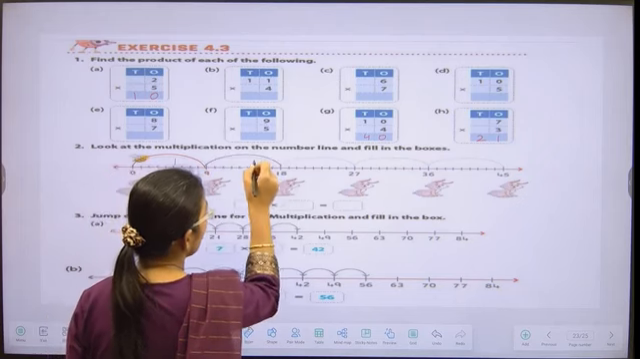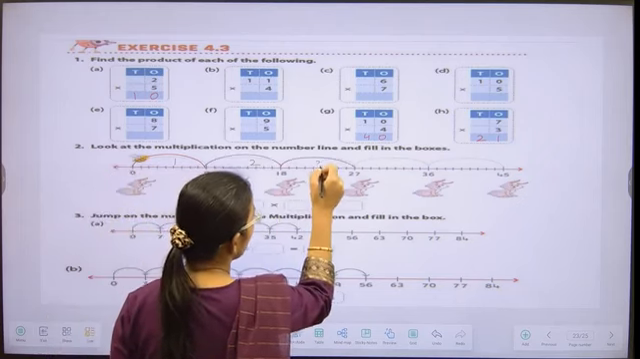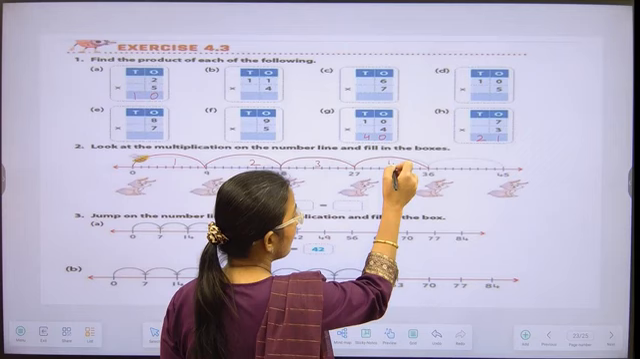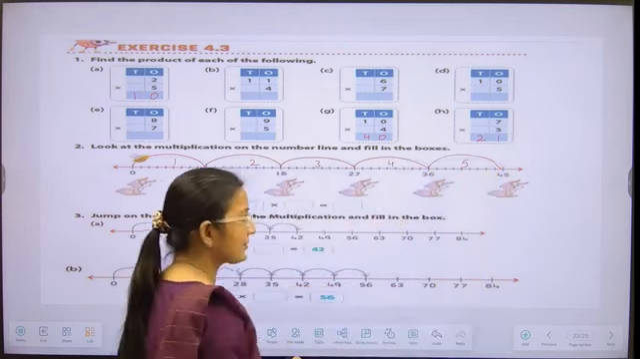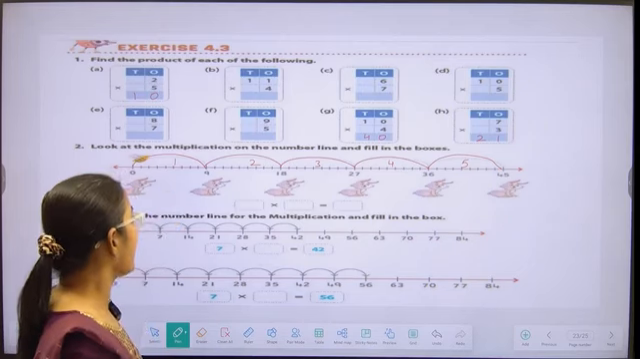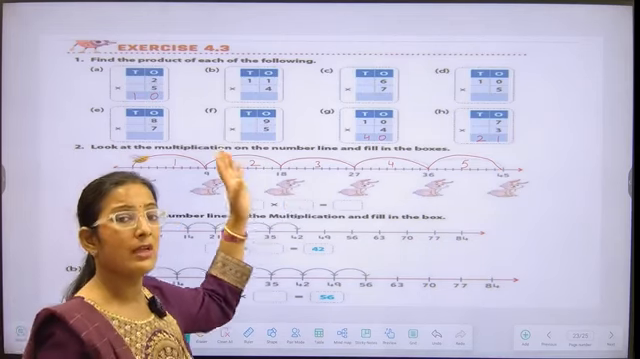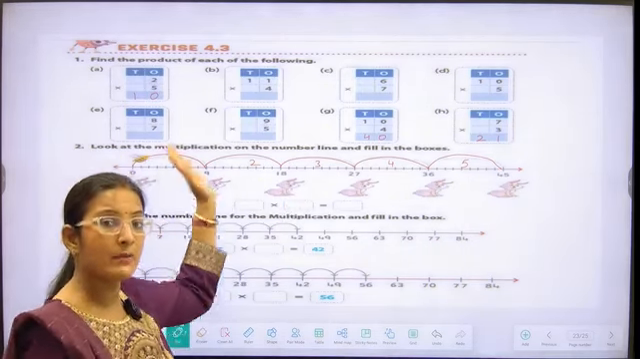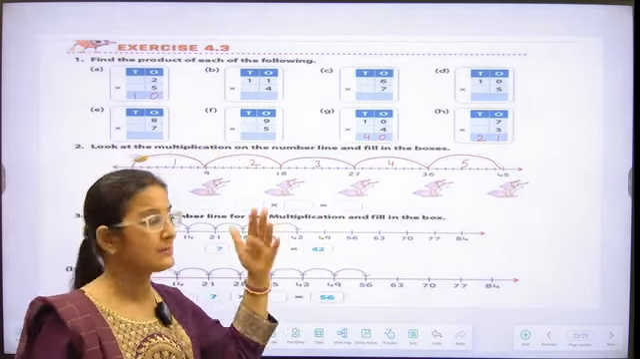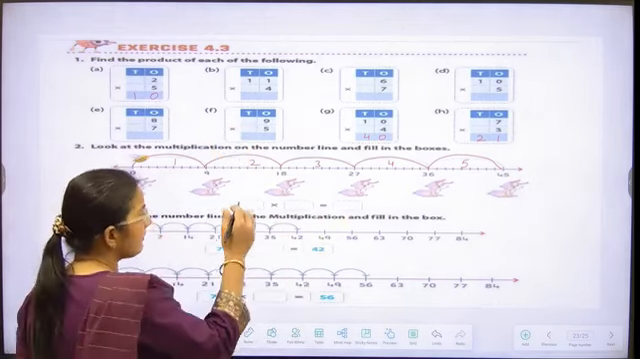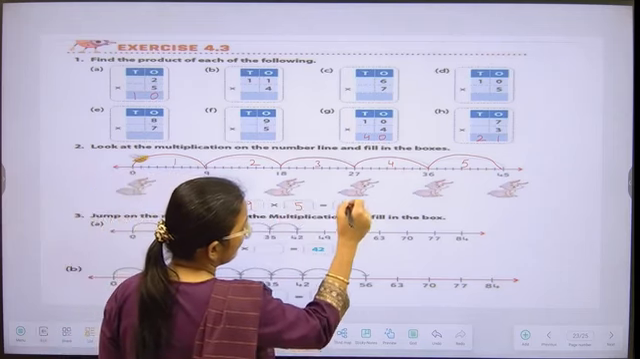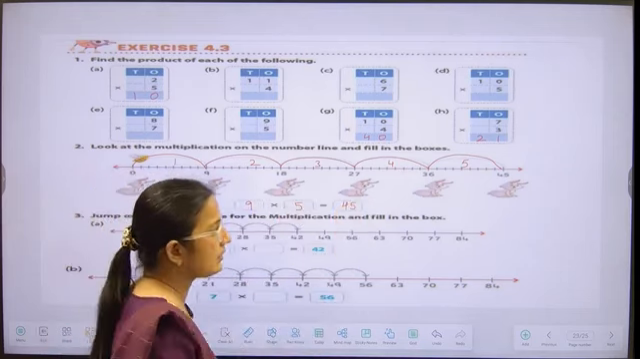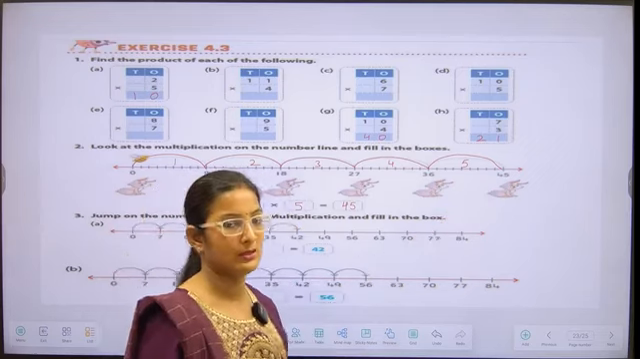1, 2, 3, 4, 5. So what we have seen, the butterfly does the jumps of 9. How many times? 5 times. So the multiplication will become 9 multiplied by 5, and what are we getting? 45 as our product, student.